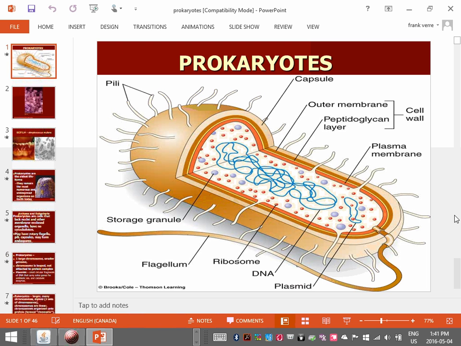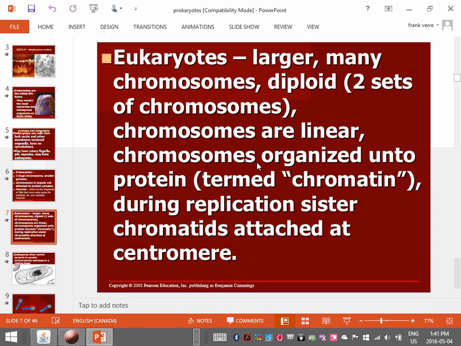They also have a little piece of DNA called a plasmid, and that plasmid carries some extra genes, and I'll talk about plasmids a little bit later on. So what you might see with the bacteria is one looped chromosome and maybe several of these plasmids. Eukaryotes are typically larger, typically have many chromosomes. The chromosomes typically exist in two sets. They're diploid. Remember, one set from mom, one set from dad. Okay.